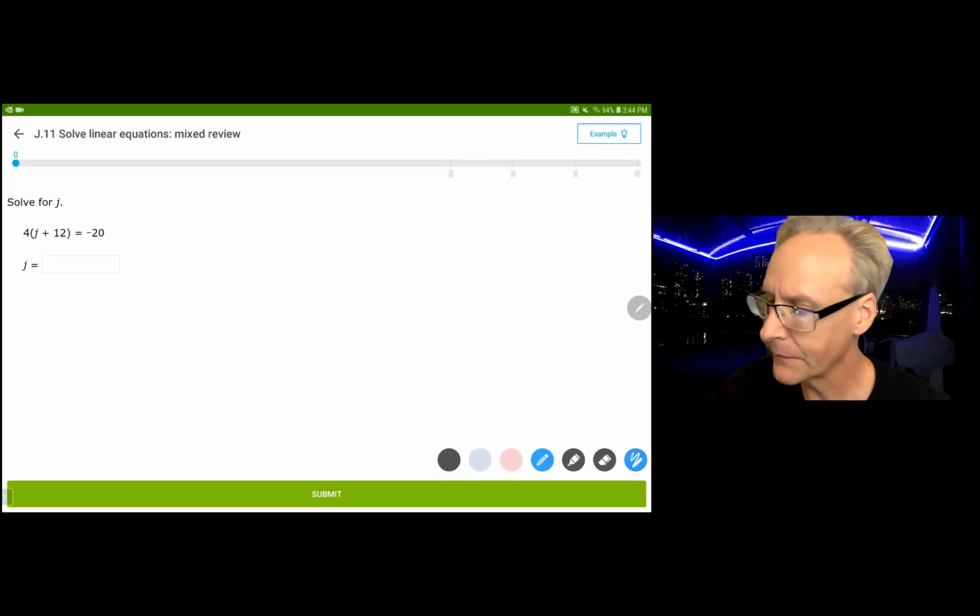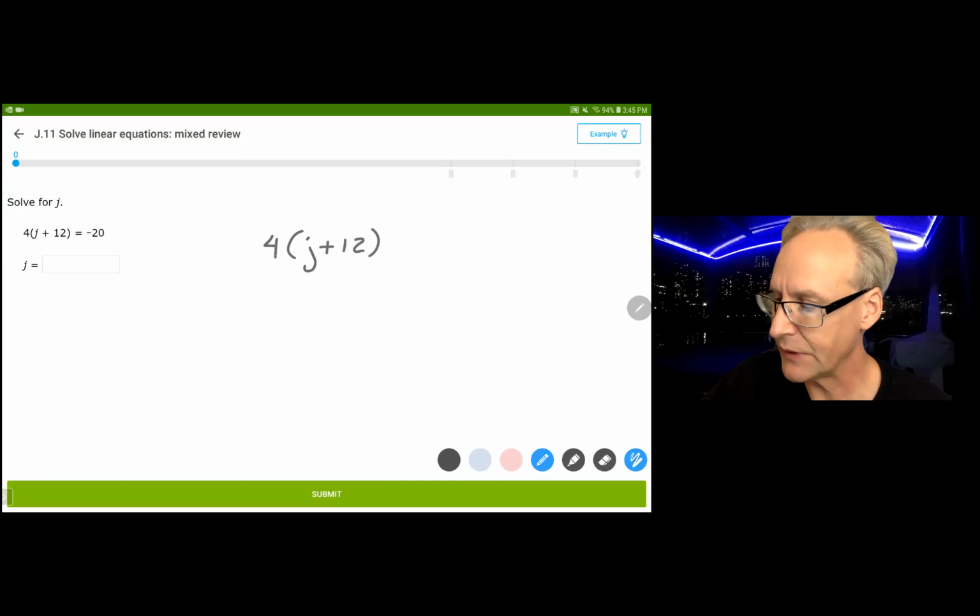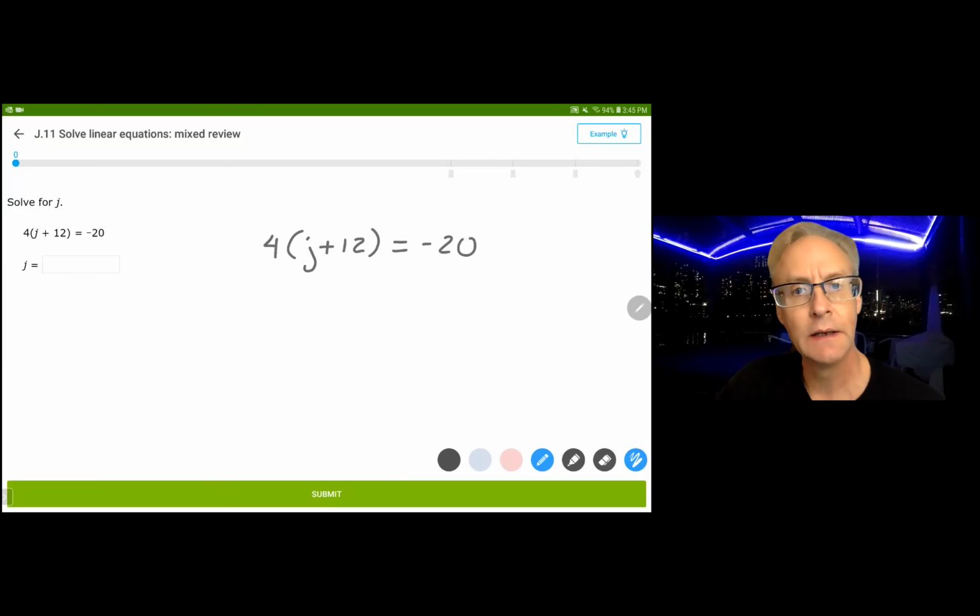Take a look. If I think of this in terms of what's happening to the variable, I'm first adding 12 to J. That's inside the parentheses. Then I'm multiplying that number by 4, and I get negative 20. Now, in order to undo this, I have to do the opposite in reverse order to both sides. Let me show you another way of looking at this.